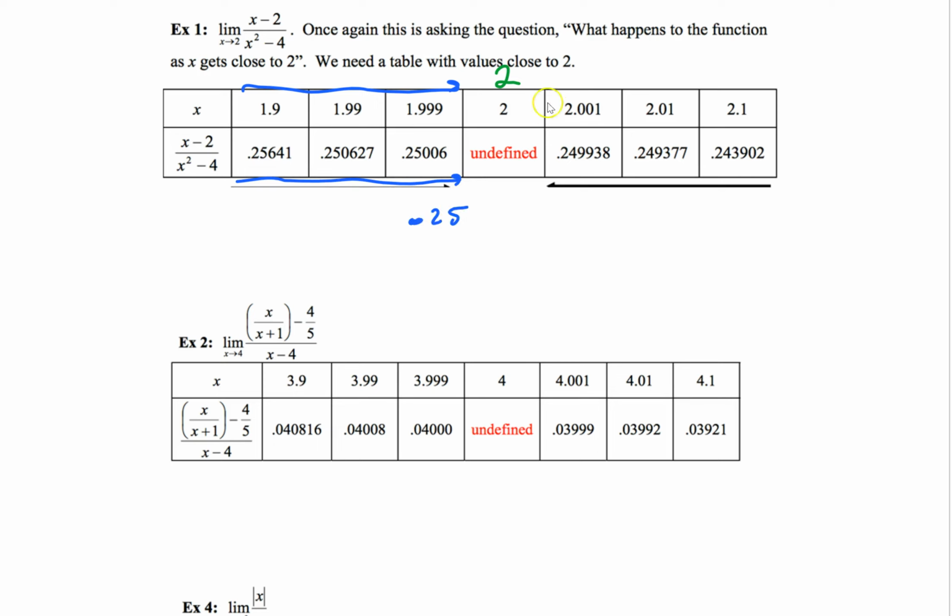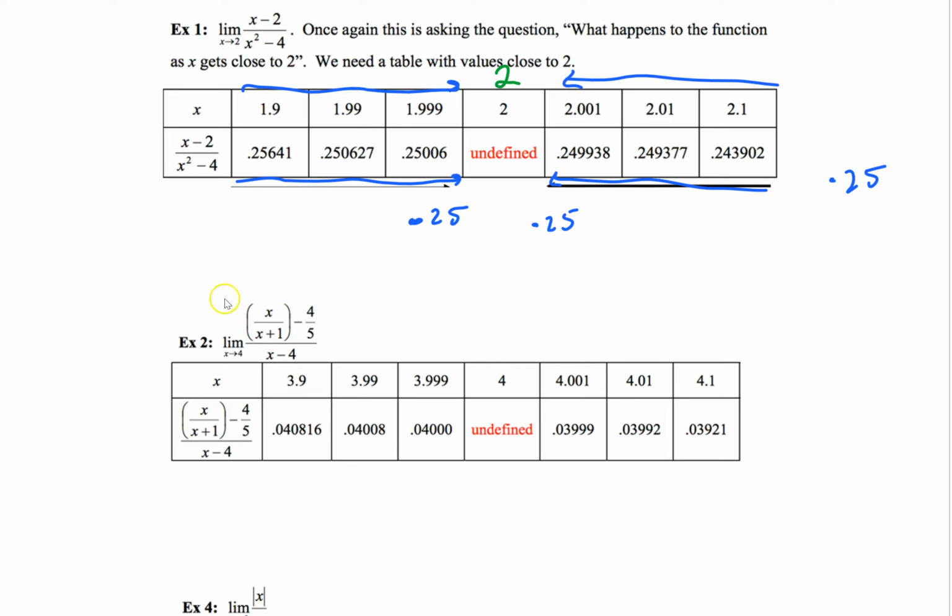And as we look at numbers above 2, or 2 from the right, as we get close to 2, it's coming this way. Look at our graph. 0.243, 0.249, 0.2499. Again, also getting really close to 0.25. That's our limit, 0.25.